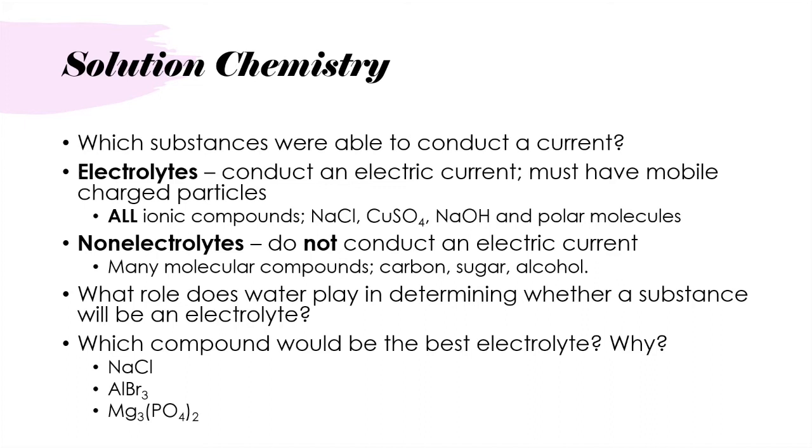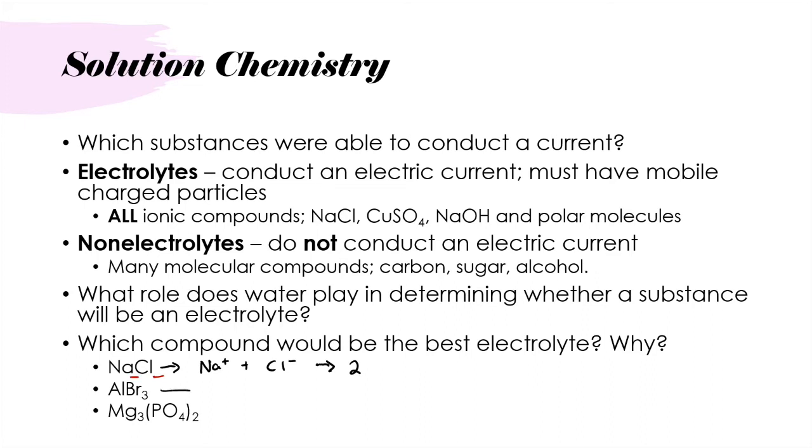Which compound would be the best electrolyte? This is determined by the ionic compound that releases the most number of ions. So let's work it out. We have NaCl. We know it splits up into Na plus and Cl minus, and that's a total of 2. An easier way is just to count the subscripts, y'all. Looking at the subscripts, they're both 1. It adds up to 2.